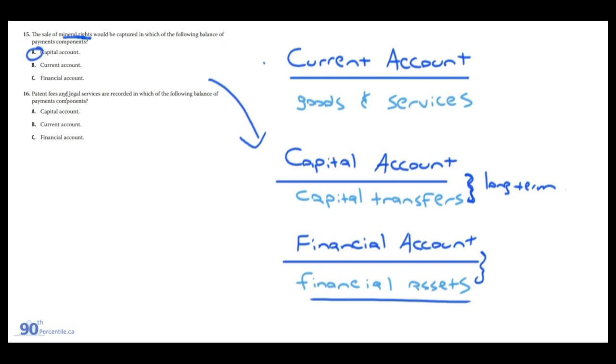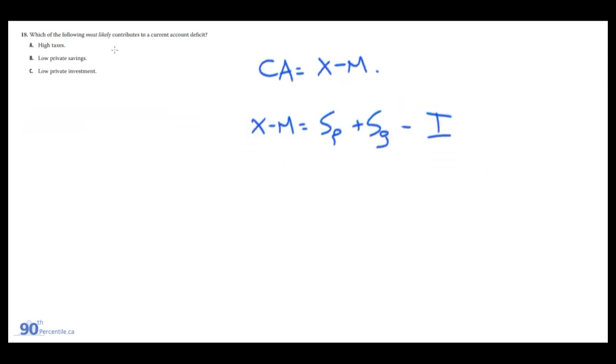And then for the next one, patent fees and legal services are recorded in which of the following accounts? Once again, services, you have legal services here, so it's going to be in the current account. Which of the following most likely contributes to a current account deficit? So the current account, we kind of just went over it, is also known as net exports. So X minus M, we're familiar with this.